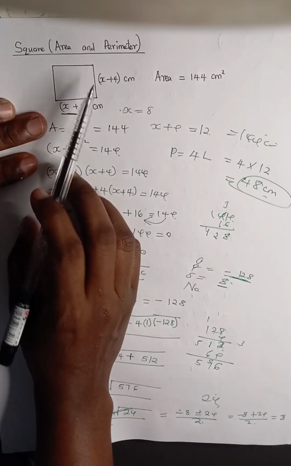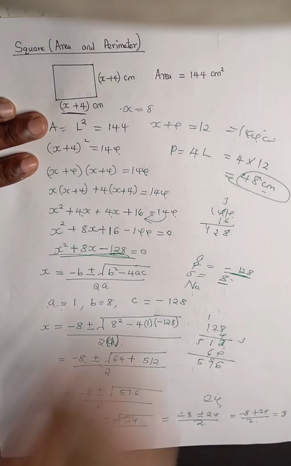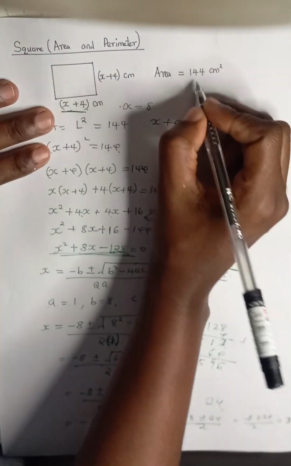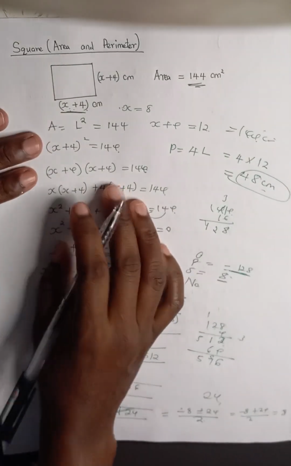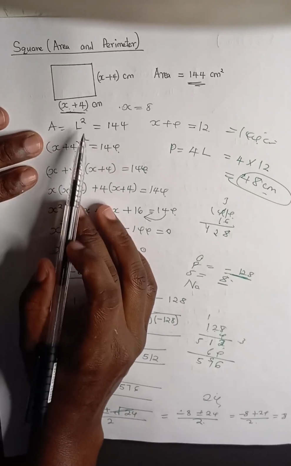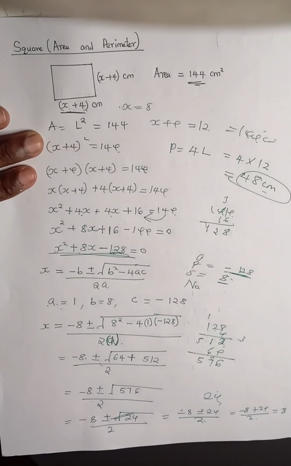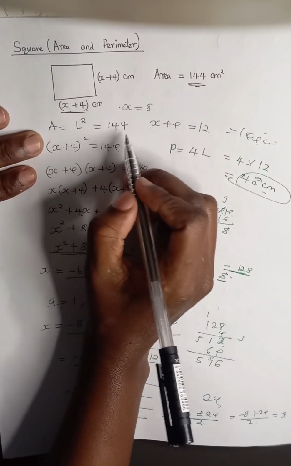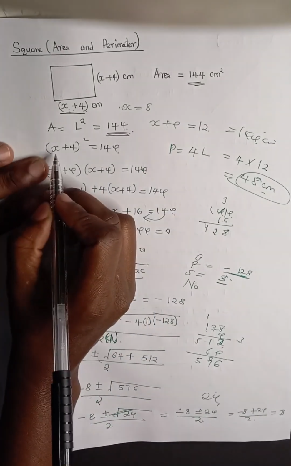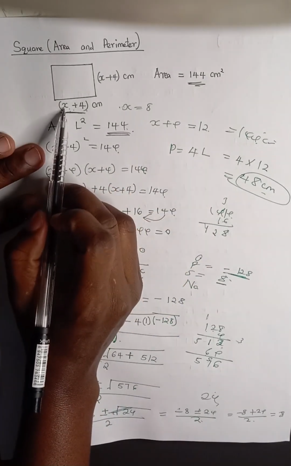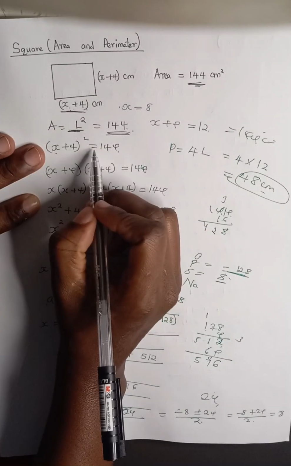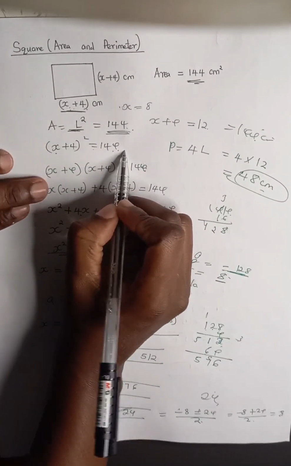The perimeter of this shape, which is a square, when given the measurements in algebraic form, and the area is 144 centimeters squared. Now, first of all, we have to find the value of x. And you know, the area of a square is equal to the side length, or L squared, which is equal to 144 centimeters squared. Now, for us to find the value of x, we multiply (x + 4) squared, because it is still L, and we equate it to 144.